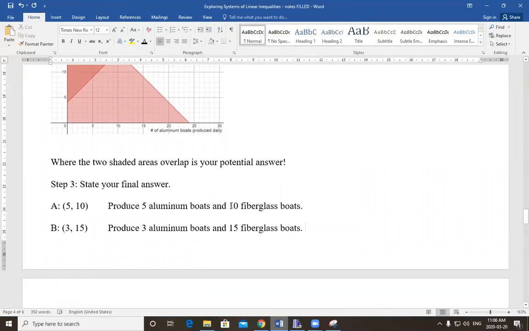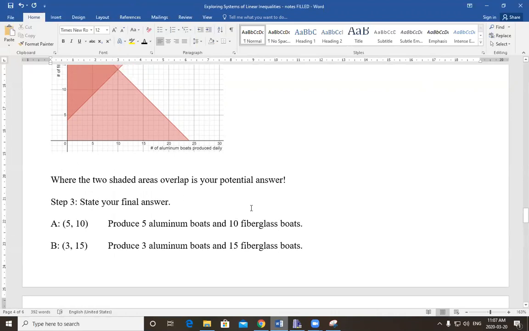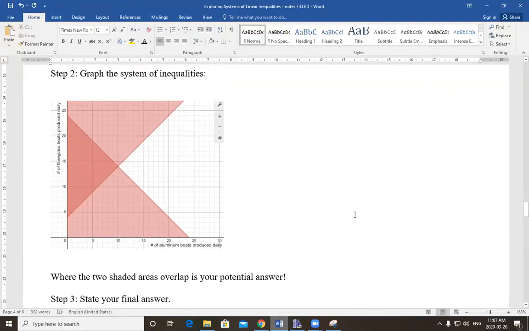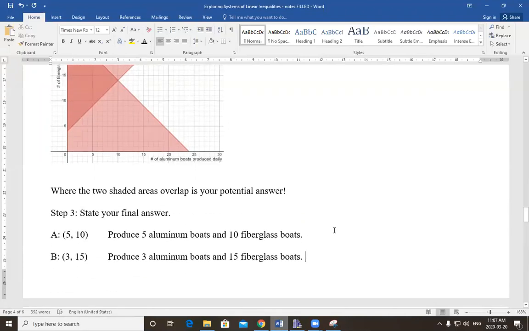On the second point, X and Y, 3 and 15, are both bigger than 0. 15 plus 3 is 18. 18 is less than the maximum production, which is 24. And 15 is greater than 3 plus 4. 3 plus 4 is 7. 15 is greater than 7. So these would be 2 possible combinations of aluminum and fiberglass boats that this company could produce per day that would satisfy their constraints.